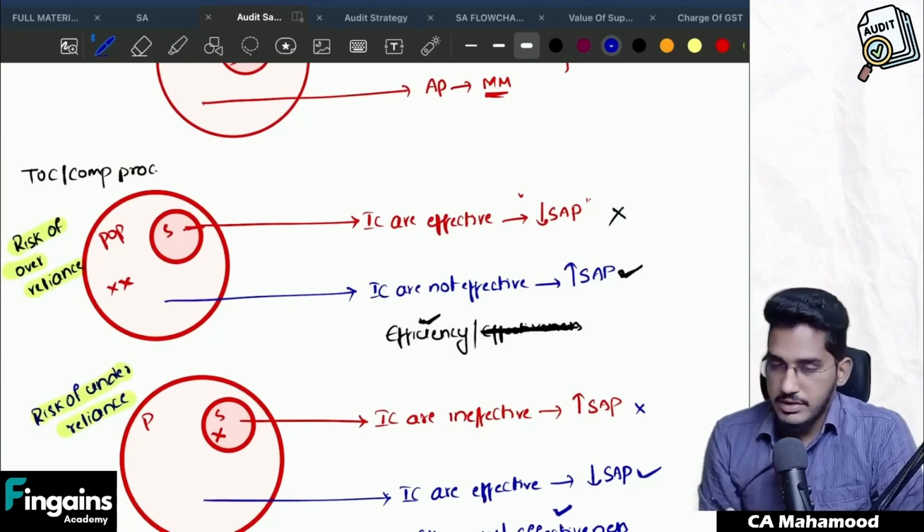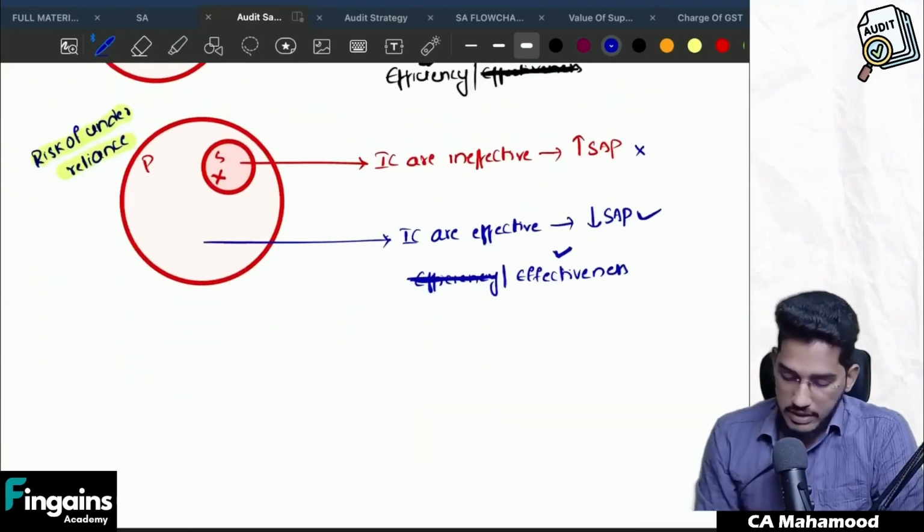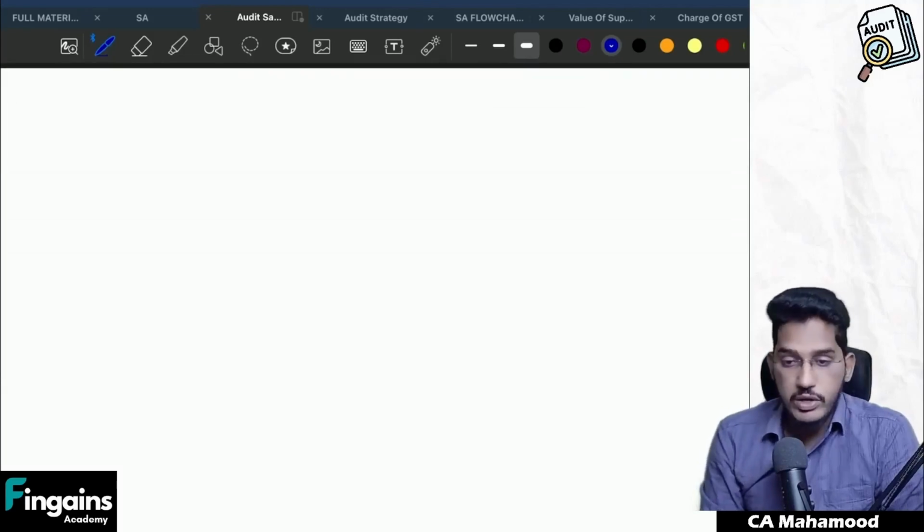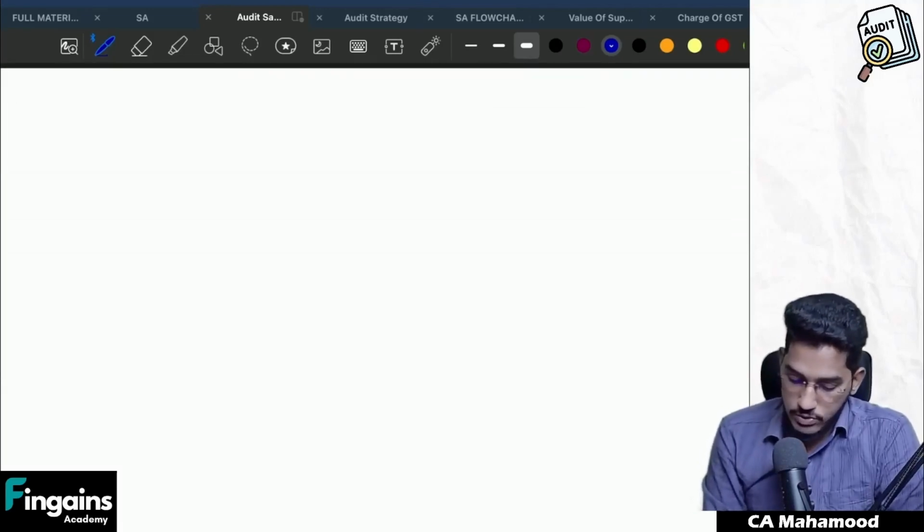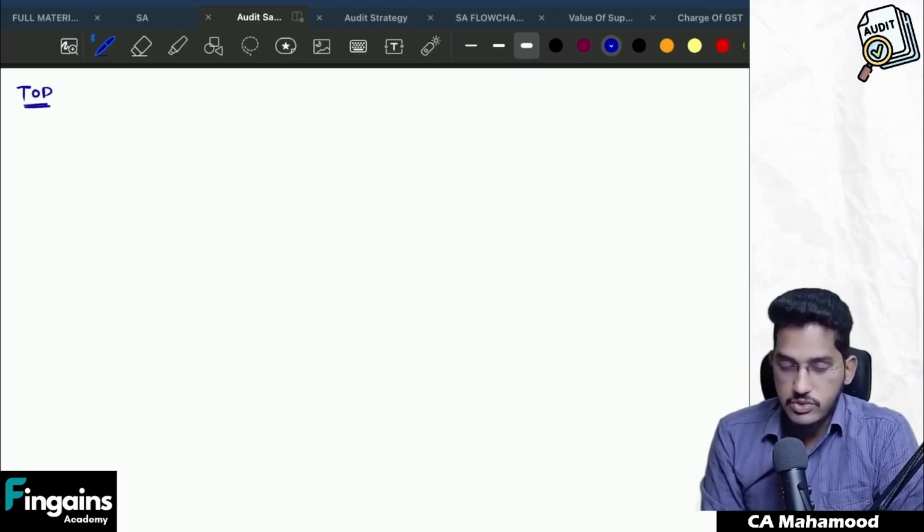Similarly, with the help of this same kind of logic, let us try to understand how the sampling risk is going to have an impact on test of details also. Come on guys, participate. How is sampling risk going to have an impact on test of details?